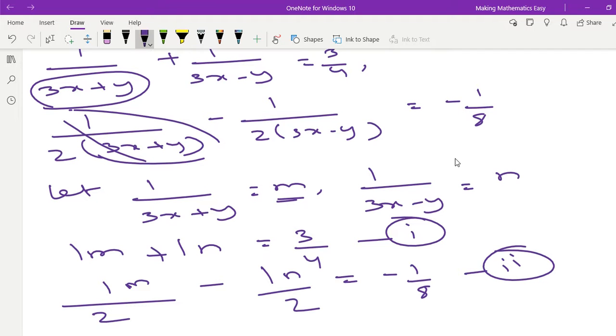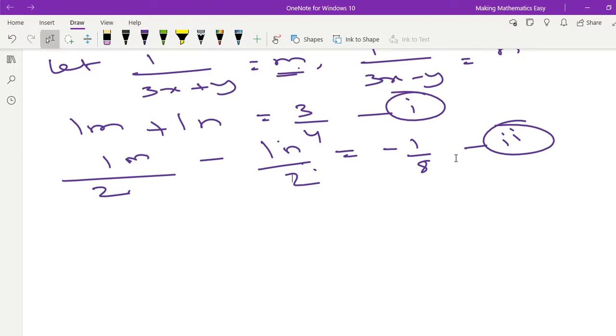I hope you have got this. Concentrate, you need to understand this. You only need to replace m in place of only 1 upon 3x plus 5 and n in place of 1 upon 3x minus 5. This divide by 2, this divide by 2 will come as it is in equation number 2. Okay, so the first equation, let's rewrite it again. So that is m plus n is equal to 3 upon 4. We can further solve this. The denominator over here is nothing, so that means it is 1.